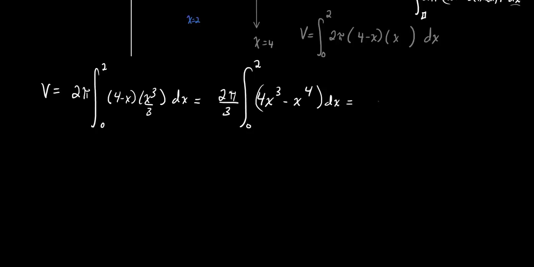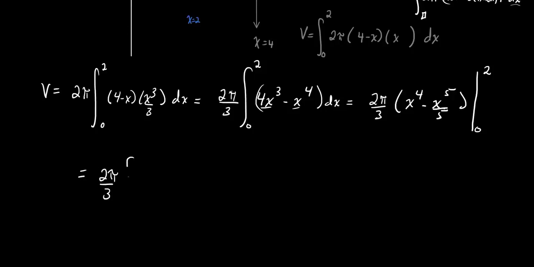This is a nice integral. Keep that 2 pi over 3 out in front. So I'm going to have 4x cubed over 4, or x to the 4th, minus x to the 5th, all over 5, bound from 0 to 2. So I just integrated these two portions right there. I'm going to go ahead and plug in my top bound. So I'm going to have 2 to the 4th, which is 16, minus 32 fifths.